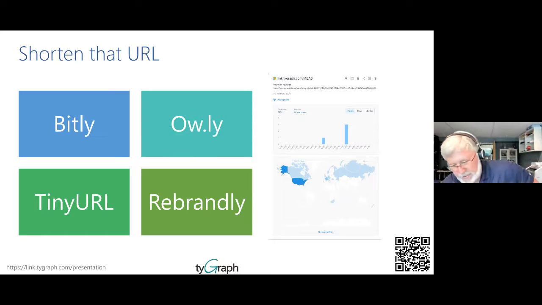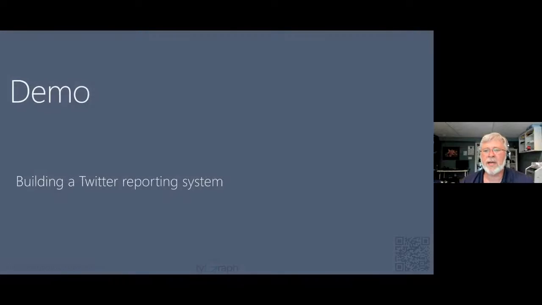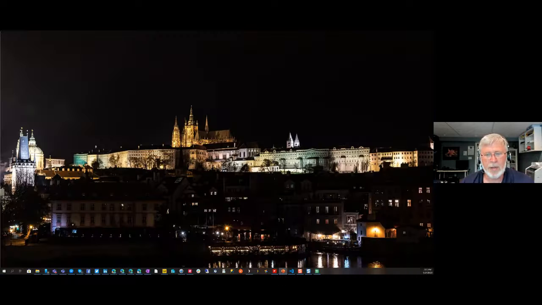Also, when you're using Publish to Web, those URLs are nasty. They are long and involved, so you're probably going to want to use a URL shortener, and there's a bunch of them available. I use Rebrandly because I can use my own company's URLs or branding on it, but you can use Bitly, et cetera, to shorten the URL. So with that, we've been through the basics. Let's have a look at putting together a very, very simple Twitter reporting system from scratch.